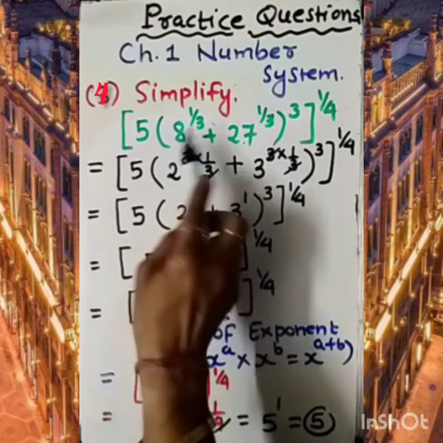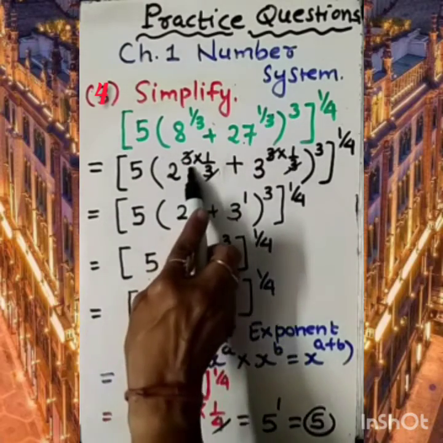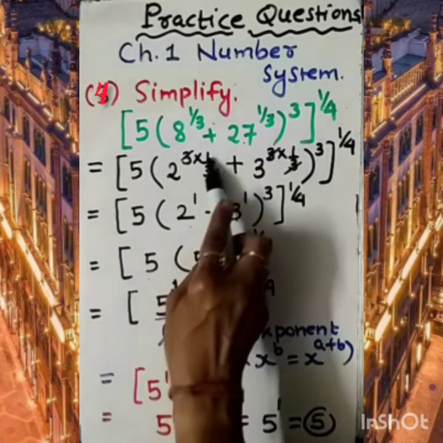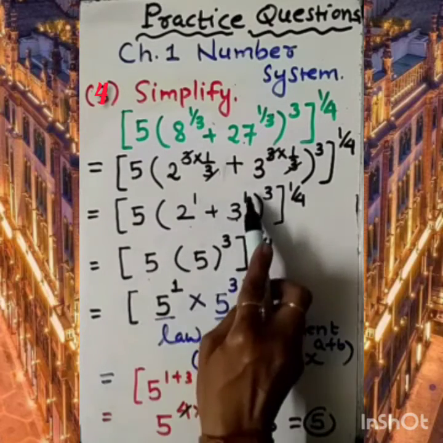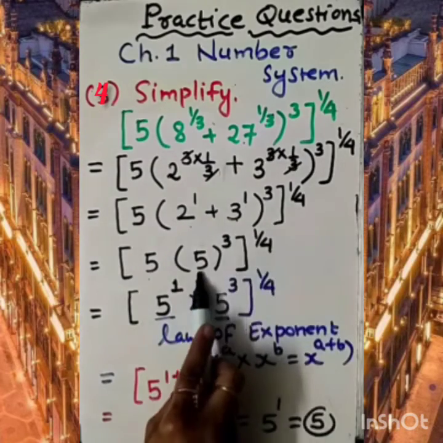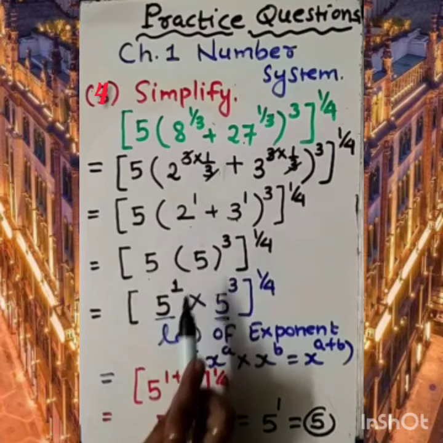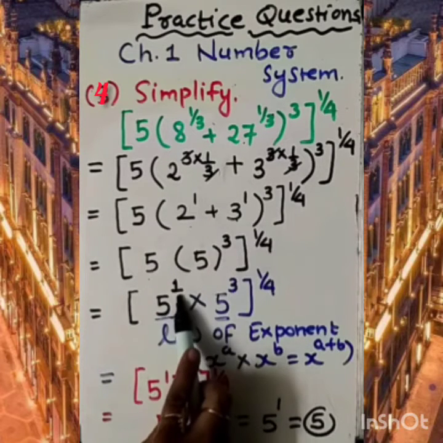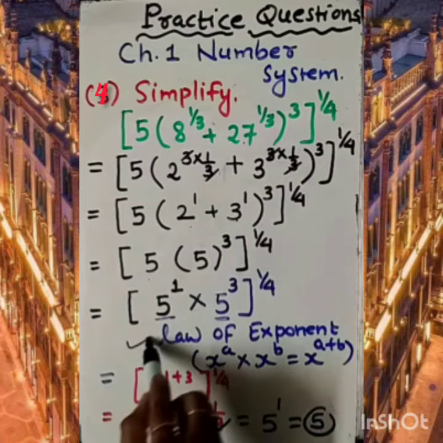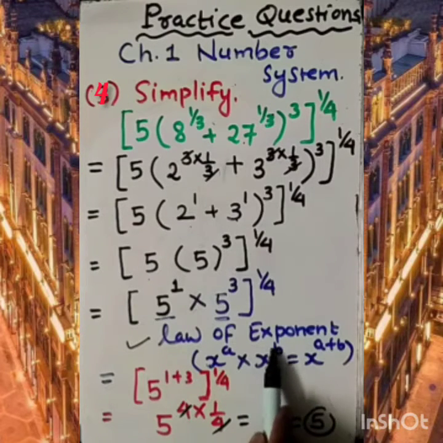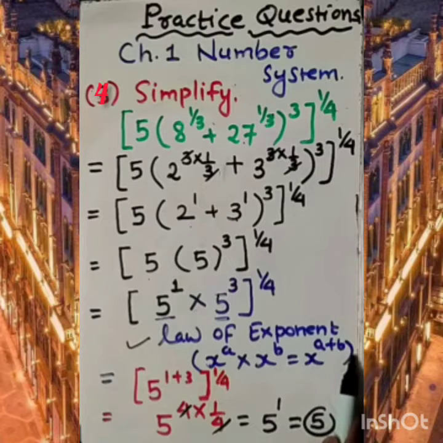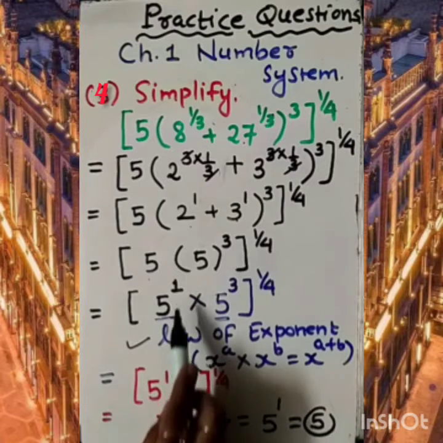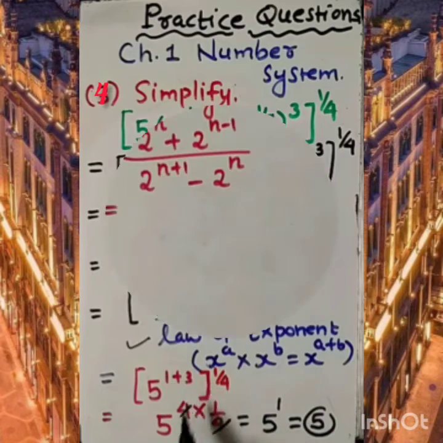Here nothing I have done. Here 8 can be written as 2 cube and 27 can be written as 3 cube. As the 3 is cancelled, we get 2 to the power 1, that is only 2, and 3 to the power 1 is 3. 2 plus 3 is 5 here. Between these two a multiplication sign is there, and where no power is indicated, it is always power 1: 5 to the power 1. Now applying the law of exponent, x to the power a into x to the power b equals x to the power a plus b. We apply this law because the base 5 is similar. So here we will have 1 plus 3, and we know 1 plus 3.